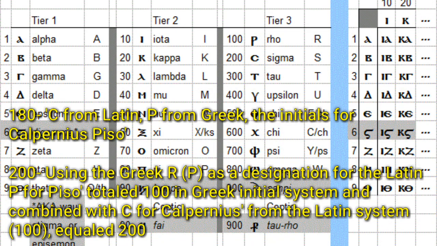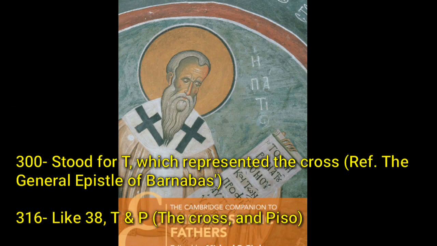180: C from Latin, P from Greek, the initials for Calpurnius Piso. 200 uses the Greek rho as a designation for the Latin P, Fabius Piso, totaled 100 in the Greek initial system and combined with C for Calpurnius from the Latin system, 100 equaled 200. 300 stood for T, which represented the cross.